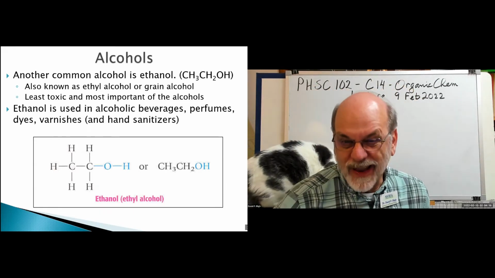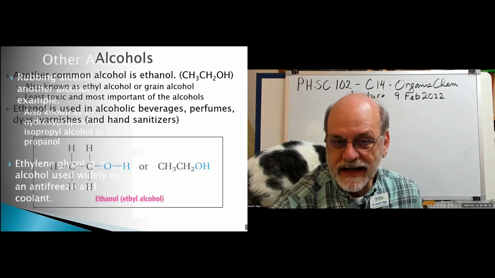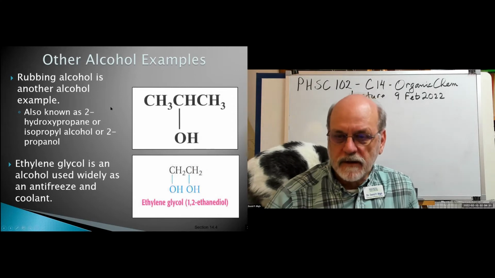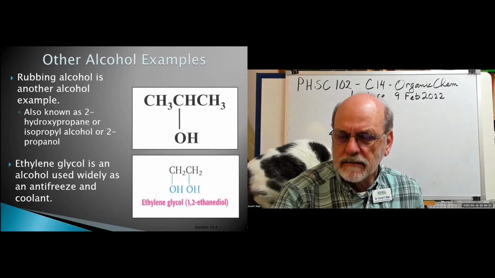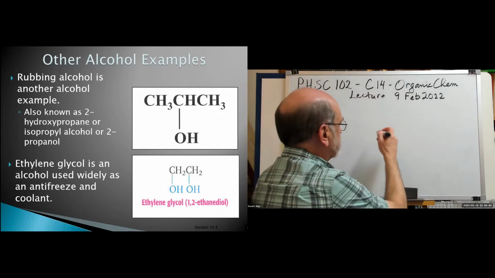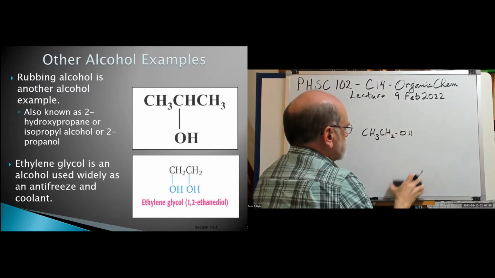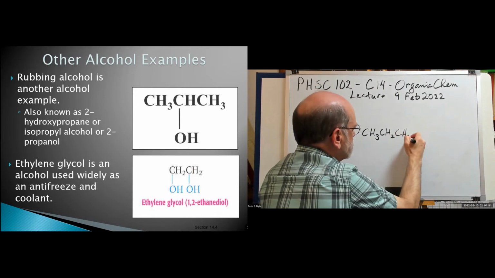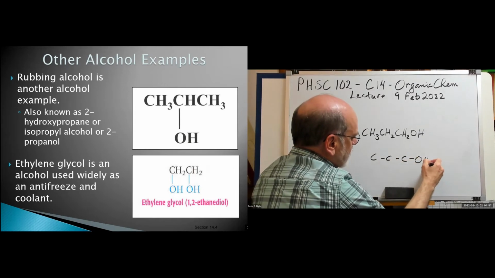Now, the ones I don't like use the next alcohol up. Right, this is ethanol. The next one up is propanol. So it starts with propane, and then you can either add the OH on the end, like this, CH3CH2CH2OH. So you can have carbon, carbon, carbon. You can put the OH out here.